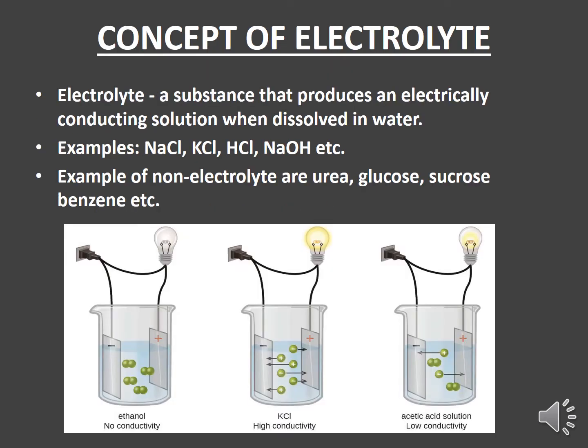The next concept is electrolyte. Electrolyte is a substance that produces an electrically conducting solution when dissolved in water. It means that when we dissolve a substance in water, it will convert into ions, and through this solution electricity can pass. Examples of electrolytes are NaCl, KCl, HCl, NaOH, etc. And some compounds which are non-conductors of electricity in the solution form are known as non-electrolytes. For example, urea, glucose, sucrose, benzene, etc. All these are non-electrolytes.